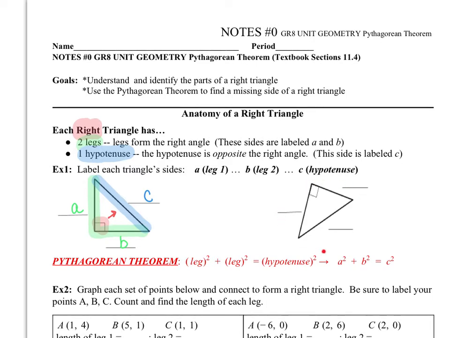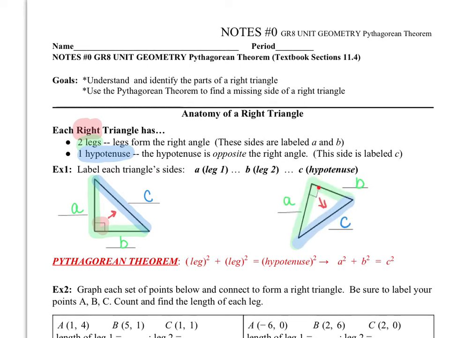So on this triangle here, pause the video, label the legs A and B, and label the hypotenuse side C. Remember, the legs are the sides that form the right angle, and the hypotenuse is the side that's across from the right angle. Press play when you're ready to check your answer.